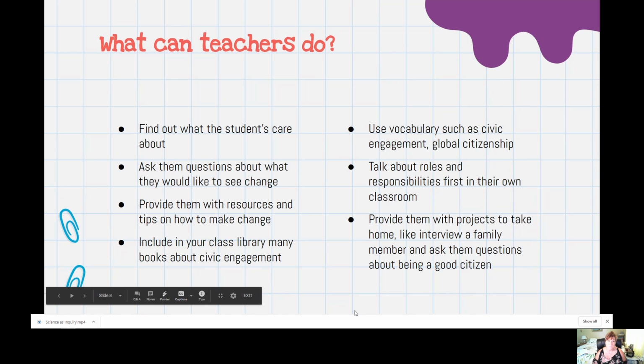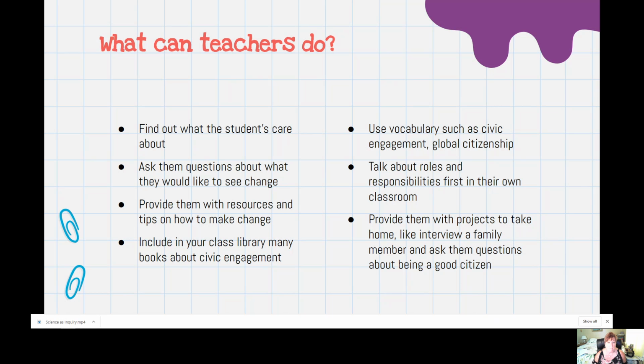So what can teachers do? First of all, you can find out what students care about. What are the issues that matter to them? Ask them questions about what they would like to see change. Provide them with resources and tips on how to make change.